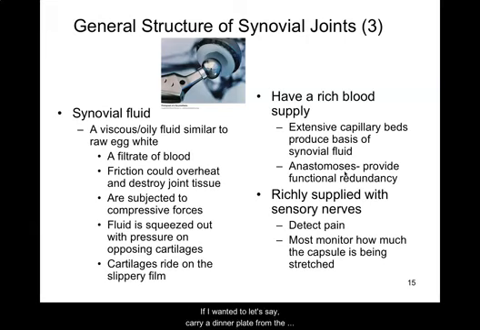If I wanted to, let's say, carry a dinner plate from the kitchen to my dining room, I want to make sure that I hold that plate flat so that the food doesn't slide off of it. Well, I need to make sure that my elbows are bent to a particular position and that my wrists are in a particular position and that my shoulders remain in a particular position. And I can do all of that without having to look, right? The reason I can do all of that without looking at all my joints is because I've got these sensory neurons that are sending signals to my brain to provide information about the positioning of all of those joint capsules, how much they're being stretched.